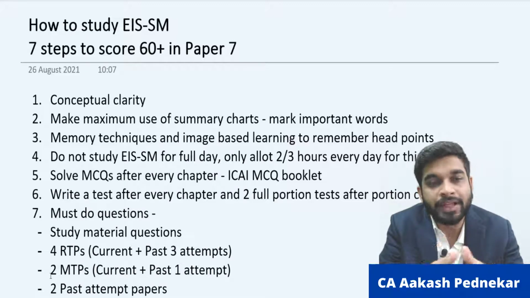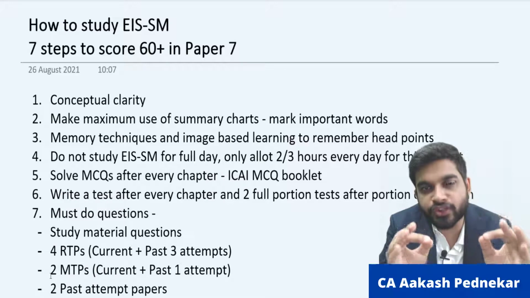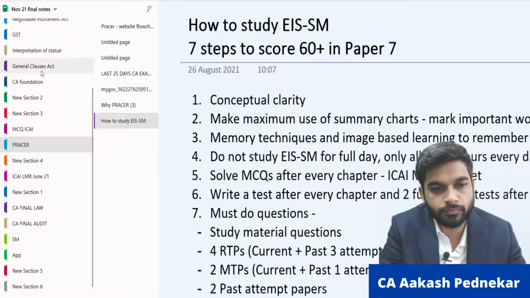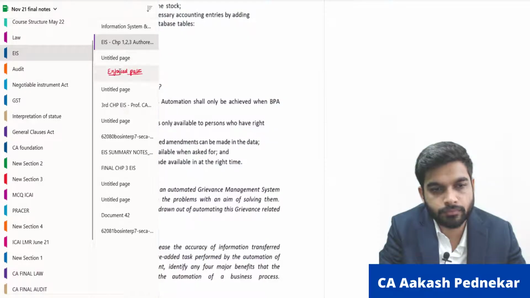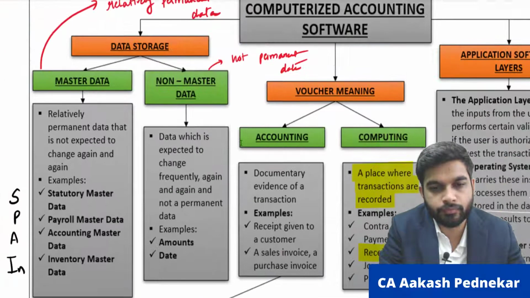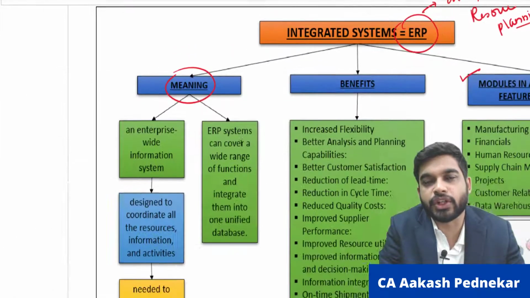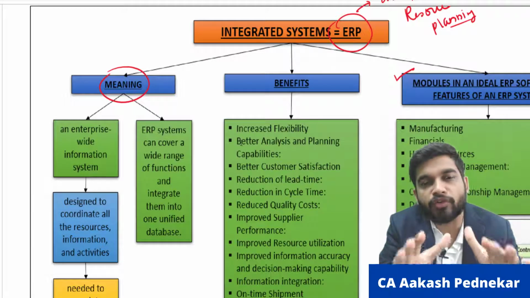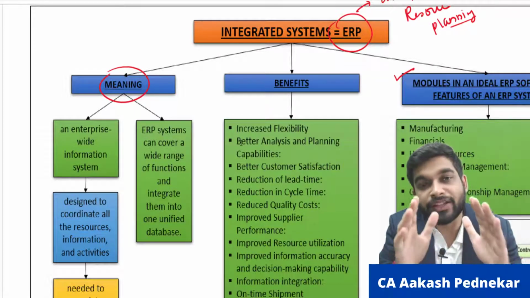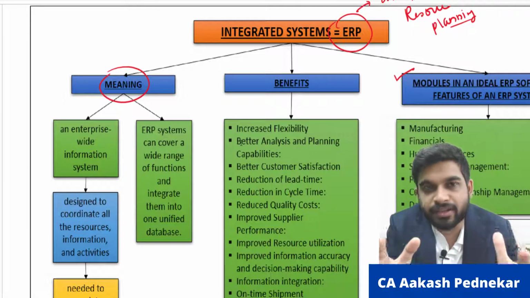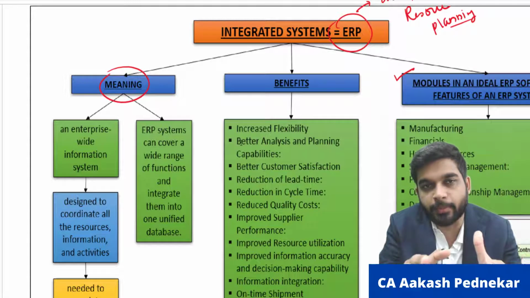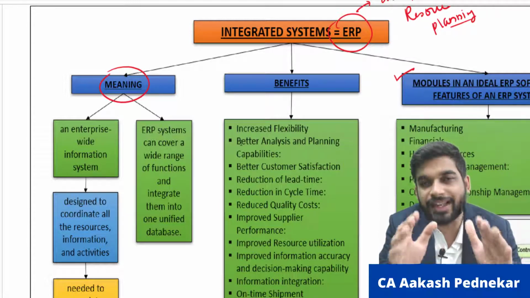The second point is make maximum use of summary charts and mark the important words in that answer. So let me just show you a demo of the summary chart, the one which we actually use in the classes. As you can see on the screen, this is the meaning of a summary chart. These summary charts comprise your entire EIS in a matter of 40 pages. Your EIS study module is of 500 pages, but the summary charts comprise the entire subject of EIS in only 40 pages. As a Pracer mentor, we will be putting these summary charts in the description box below, so you can download these summary charts and make the most of it.